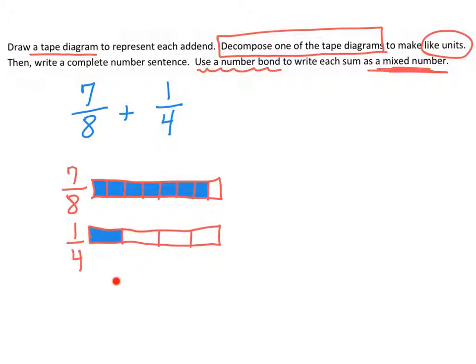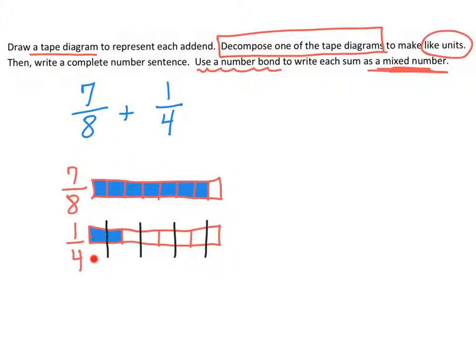So, guys, which one of these are we going to decompose? We want to decompose the larger unit and make them into smaller units. So because this is fourths, we now want to make this into eighths. So we're going to cut this again. So now we have cut this into eighths because we have to try to make these into like units. We have to make these into common denominators.